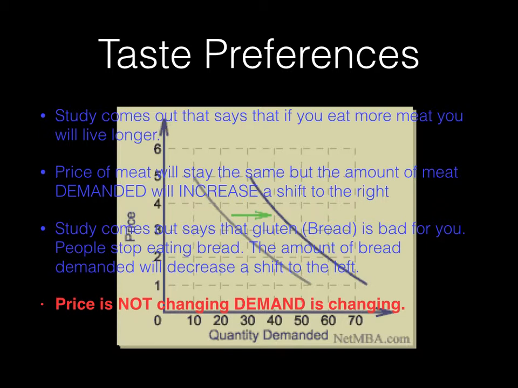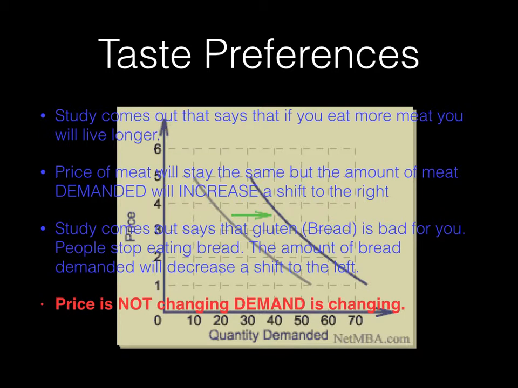So what happens to the demand for bread and rice? You're going to see that shift to the left. The price didn't change, but the demand changed, right? The demand is going to shift to the left. So what you want to take away from this, very simply, is that price is not changing, but the demand is changing.